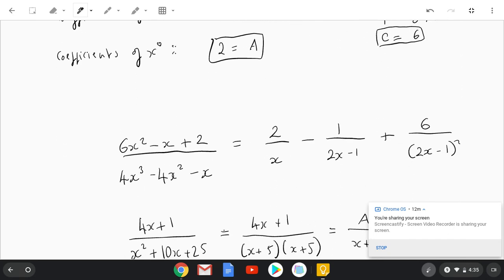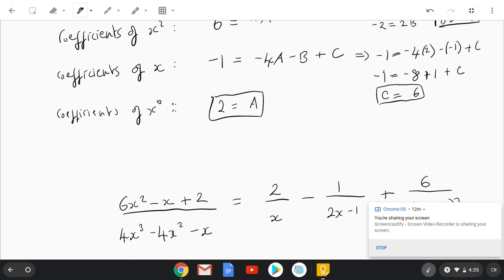And when I put it back into the expression, I can see now that it is 2 over x minus 1 over 2x minus 1 plus 6 over 2x minus 1 all squared. Can you just double check that for me?